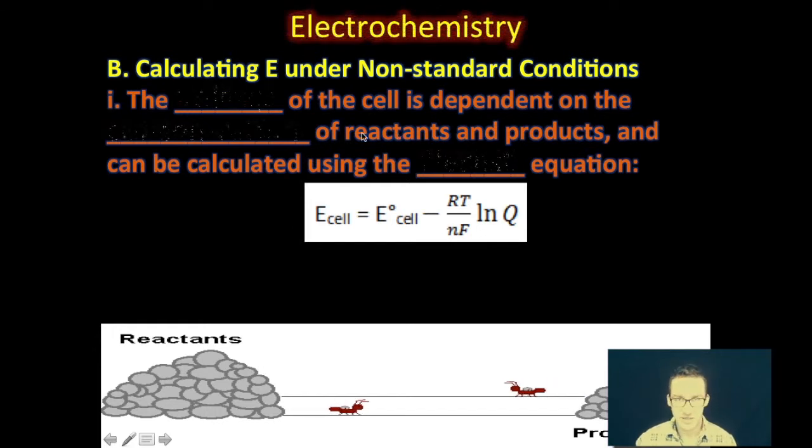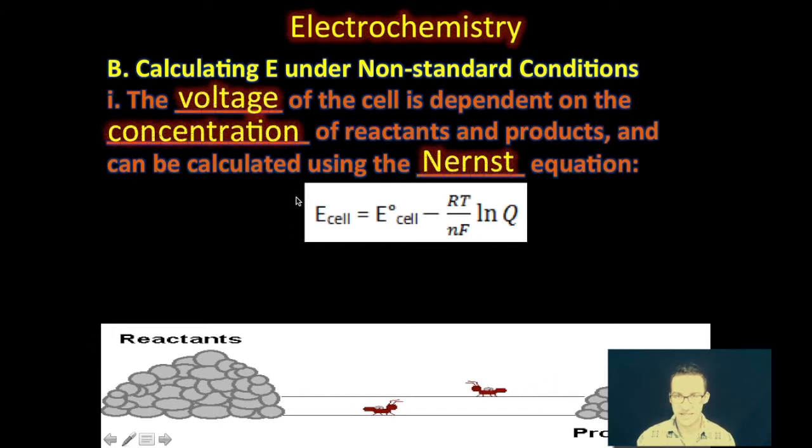Lucky for us, there's a really amazing formula that will help us determine what the cell voltage is when we're under non-standard conditions. That equation is known as the Nernst Equation and is expressed to you here. This equation is no longer on your AP chemistry formula chart, and according to College Board, you do not need to use this formula.